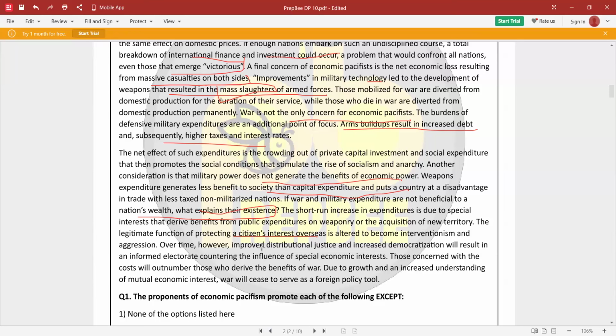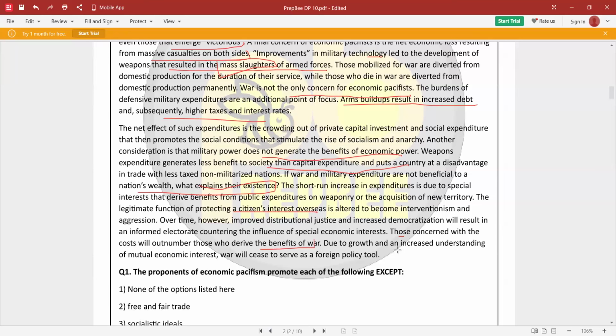Over time, however, improved distribution of justice and increased democratization will result in an informed electorate countering the influence of special economic interests. So what the author says is that over time, as society becomes more democratic, better informed citizens will challenge the power of special interests that benefit from war. Okay. Those concerned with the cost will outnumber those who derive the benefits of war. So eventually, the majority of people who bear the cost of war will outnumber those who benefit from it.